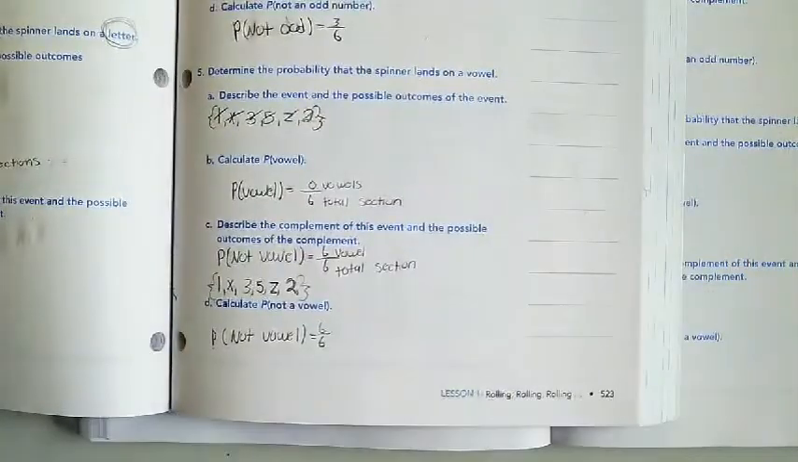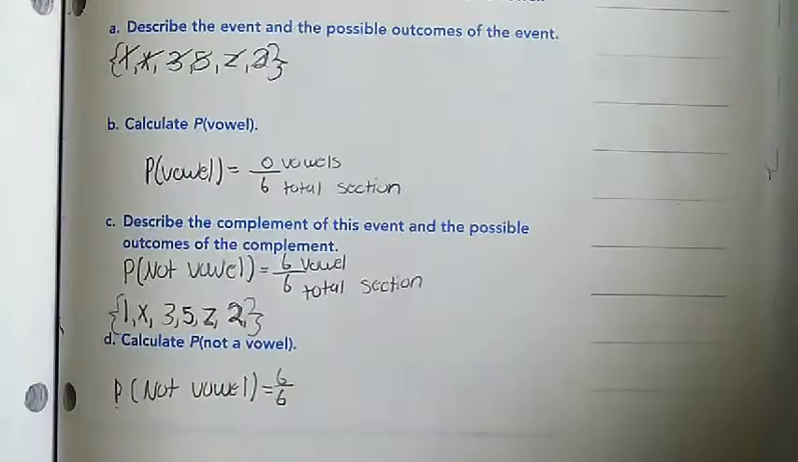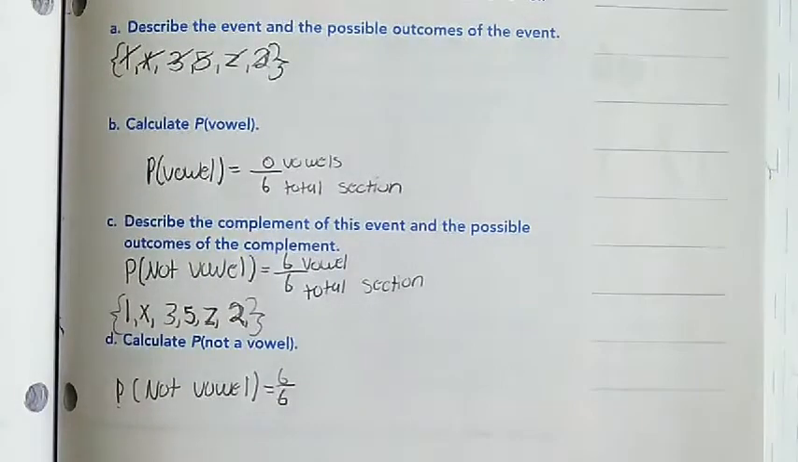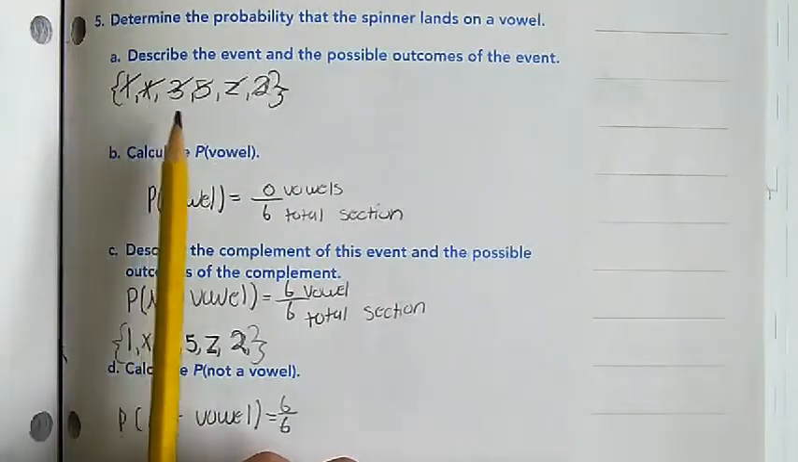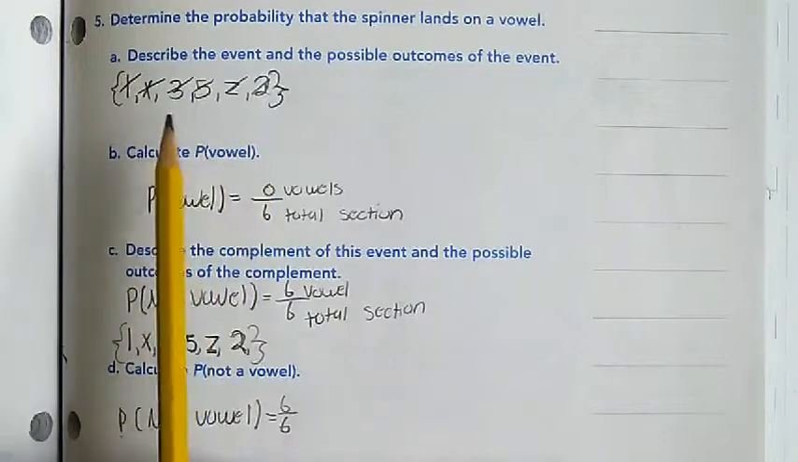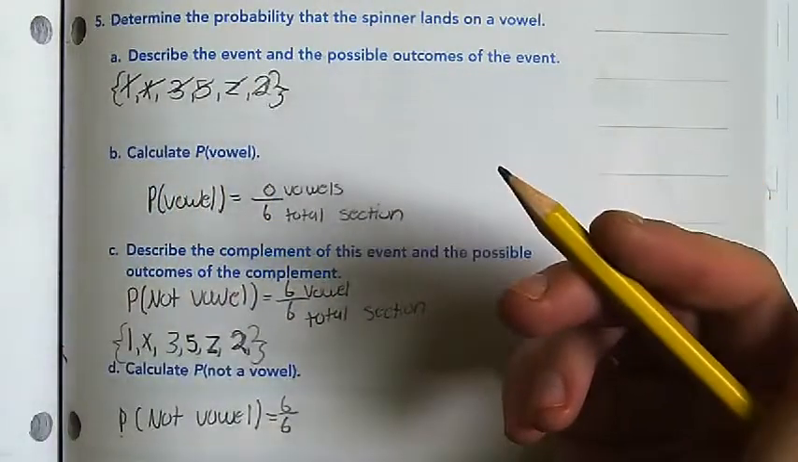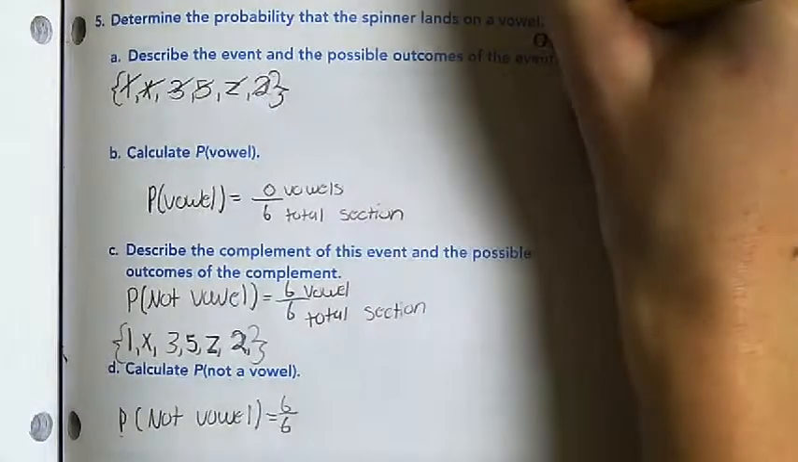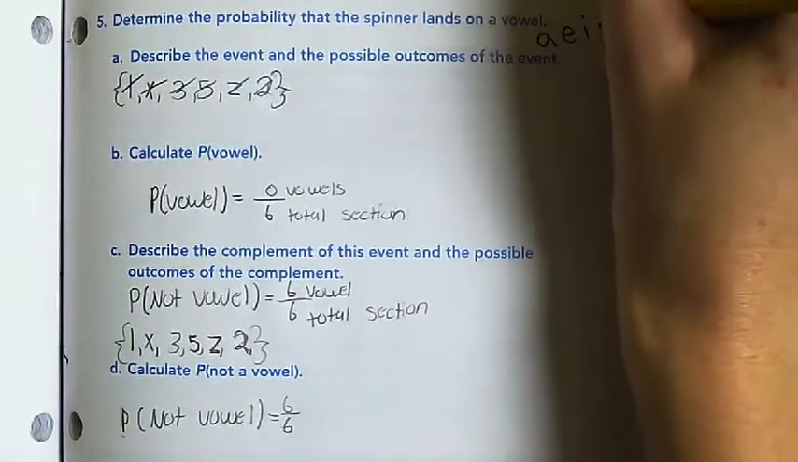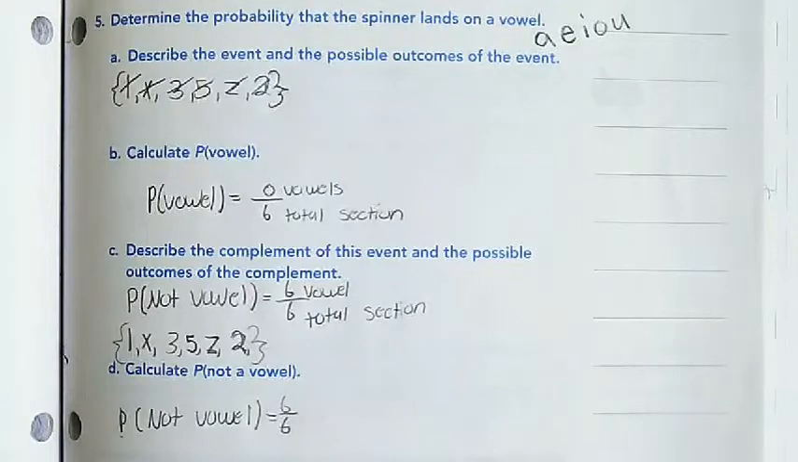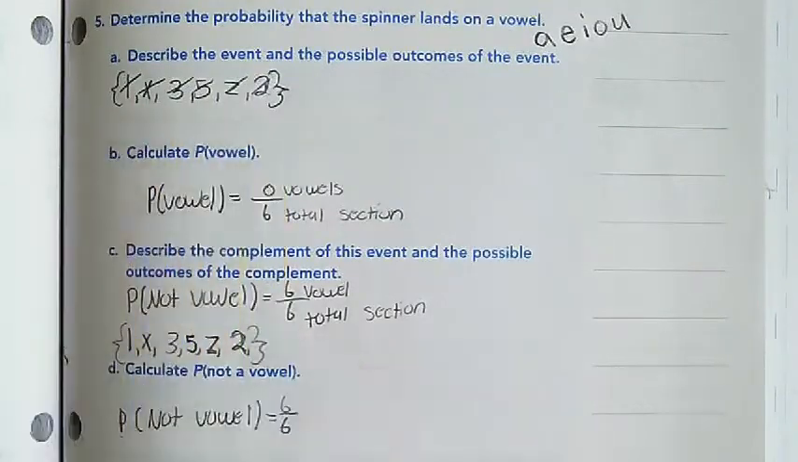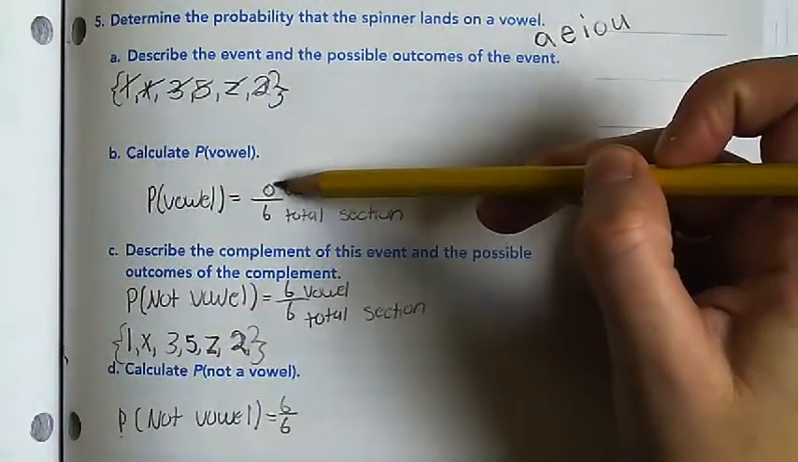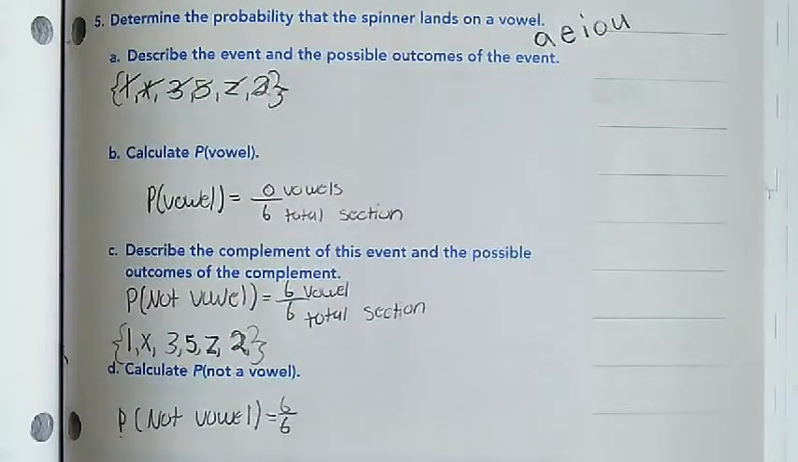Okay, here's number 5. Oh, there we go. It does fit zoomed in. So number 5 said determine the probability of getting a vowel. List out our sample space. None of these are vowels. What is a vowel? A, E, I, O, and U. There's no A's, E's, I's, O's, or U's. So that was 0 out of 6.